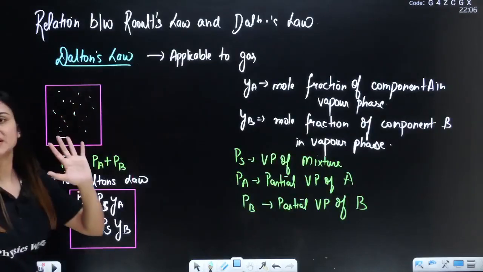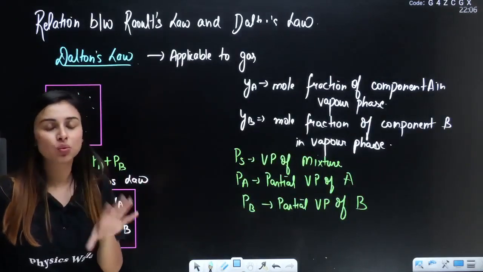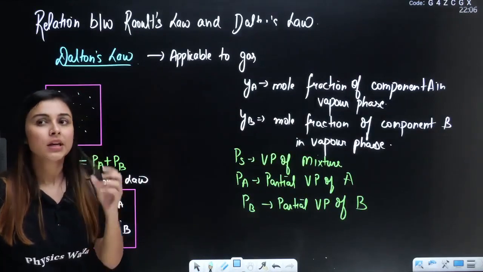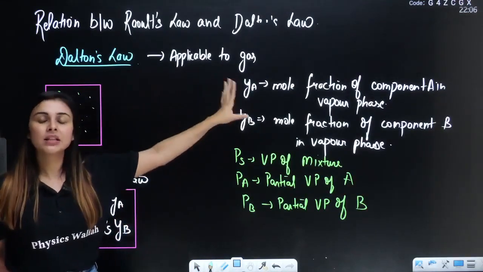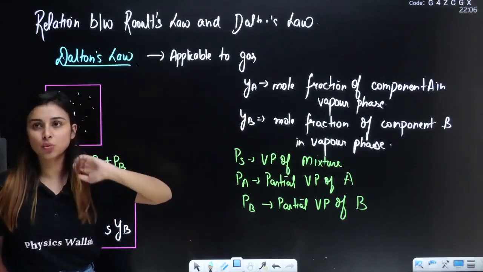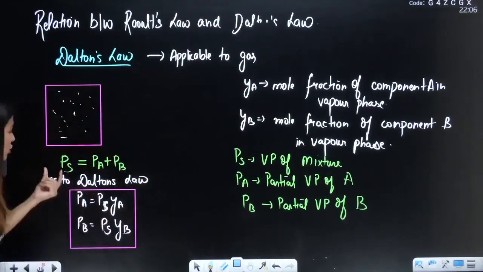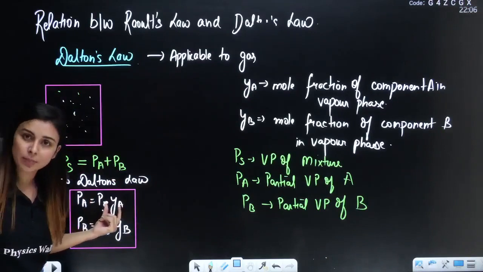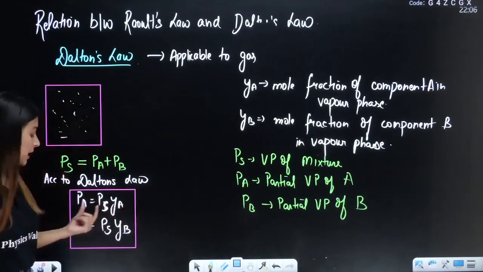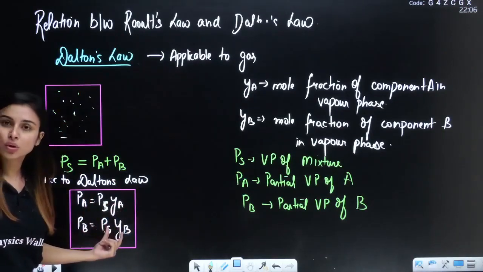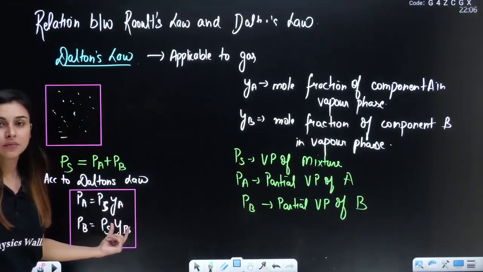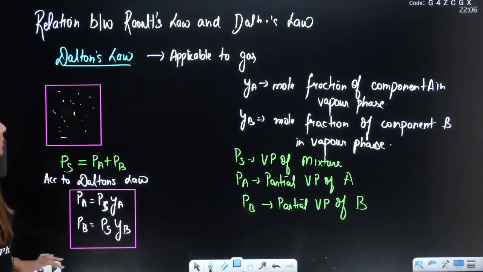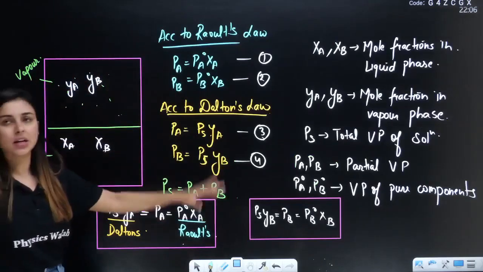So from here we started. Okay. Dalton's law is only applicable to the vapor phase. Okay. You are calculating here that mole fractions of YA and YB are in the vapor phase. This is the new thing which you need to know. And according to Dalton's law, partial pressure of A is always equal to the total pressure into mole fraction in the vapor phase. Partial pressure of B will be equal to total pressure of the solution into mole fraction in the vapor phase. Okay, using this expression, I have written everything according to Raoult's law.